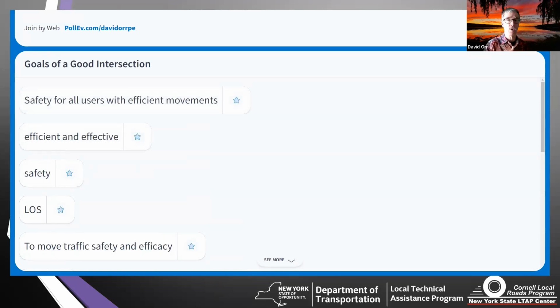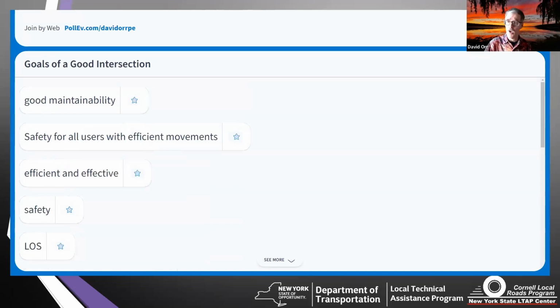And I like that one over in the Q&A, someone put good maintainability. And that's actually a pretty important one. When you're designing an intersection, can you make it such that you can maintain it? You know, if you've got a really nice looking, cool road or intersection or anything, but it's difficult to maintain or it's expensive to maintain, that could be a challenge for you long term, especially as budget cycles go up and down, because you and I both know maintenance is one of the first things that gets cut.